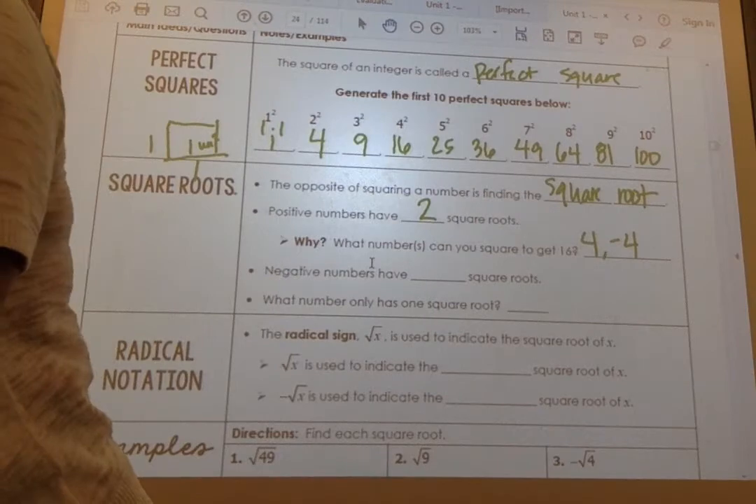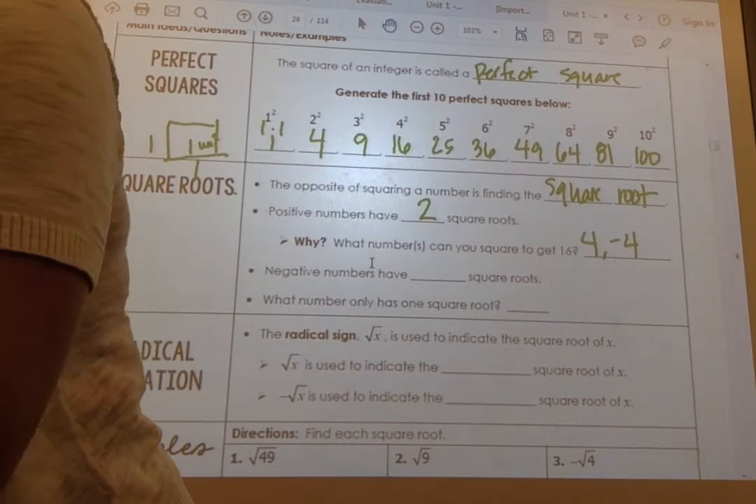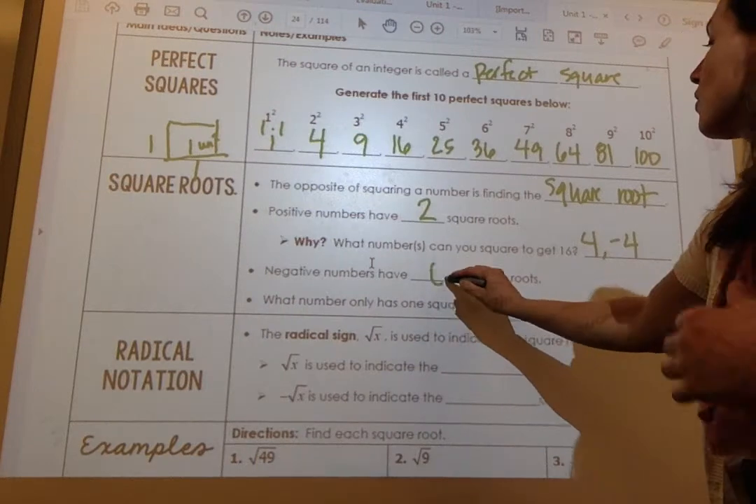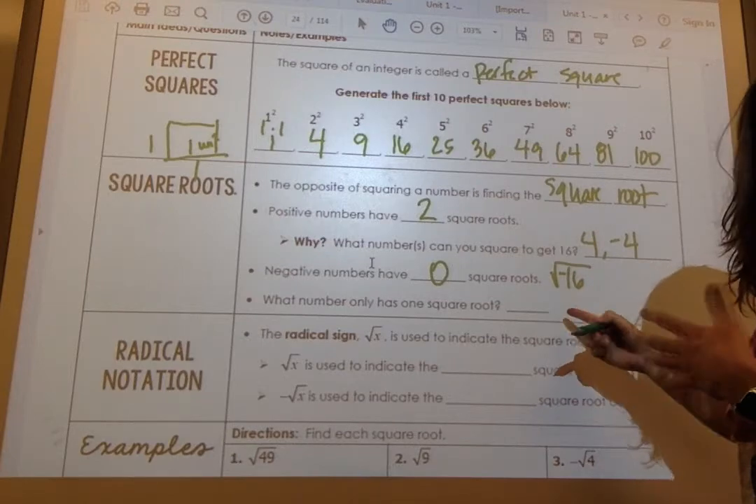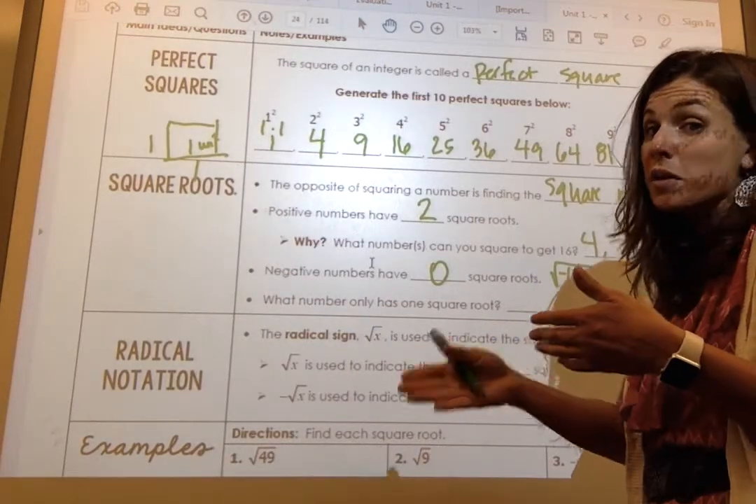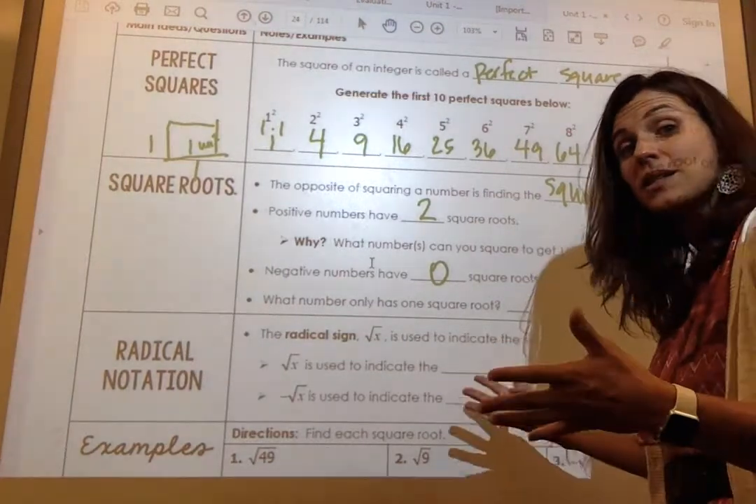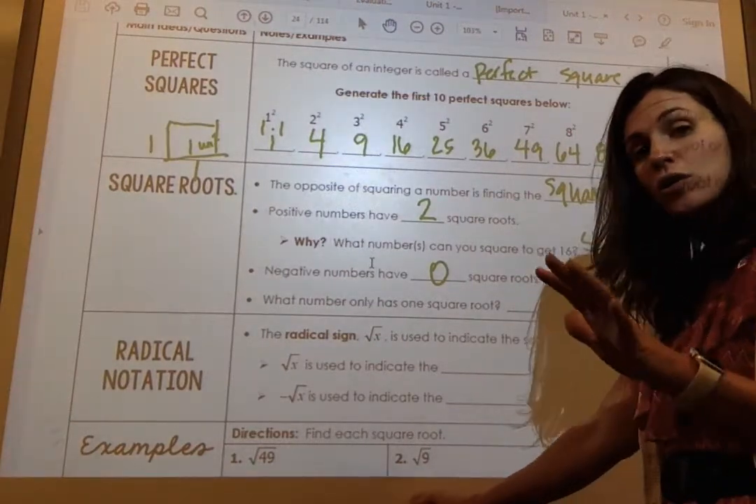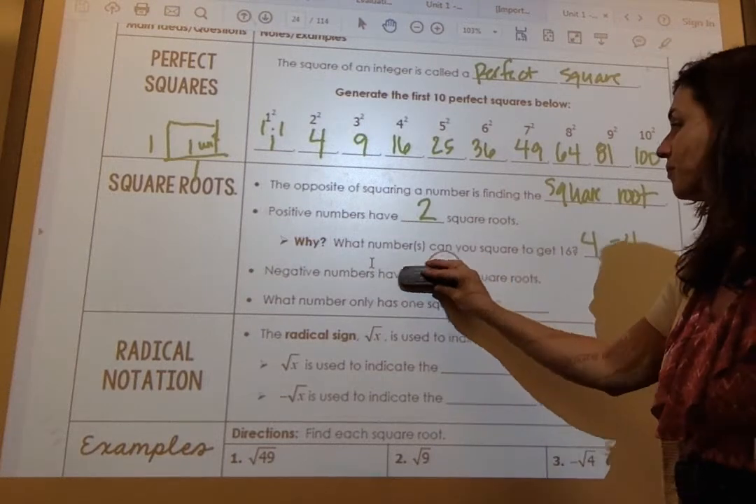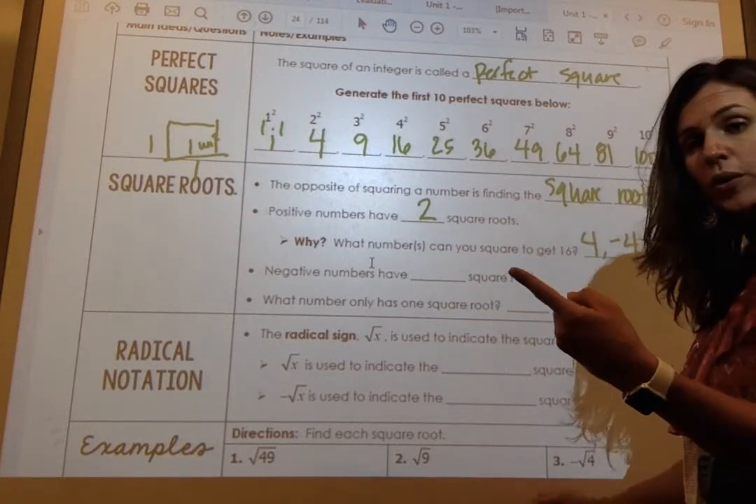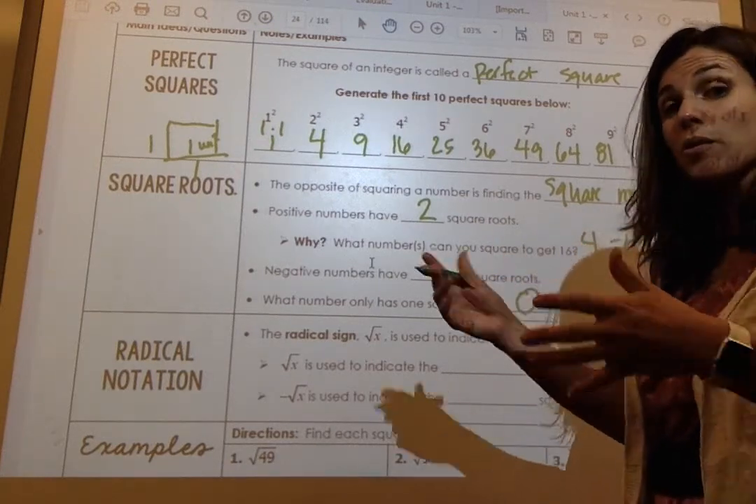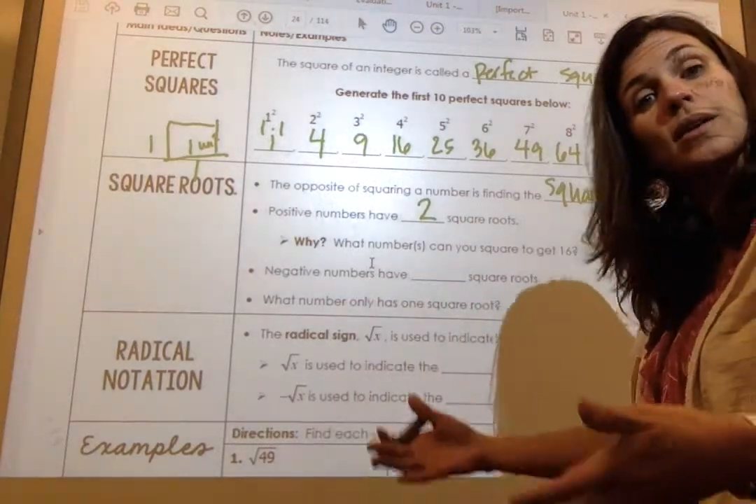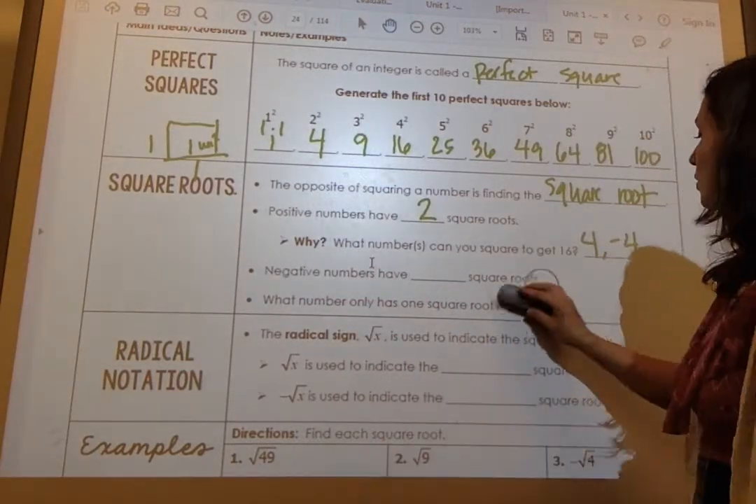All right, so you got that one. Excuse me, sorry guys, I got to turn to my notes because I'm going to cheat here in a little bit. Negative numbers have 0 square roots. There's not a number that could produce a negative 16. It's just not possible. A negative 4 times a negative 4 is not going to give me a negative 16. It would give me a positive 16. So you can have no square roots for a negative number, right? What number only has 1 square root? 0. 0 is the only integer that has 1 square root because the square root of 0 is just 0. It's 0 times 0 gives us 0. So those are the notes to square roots.